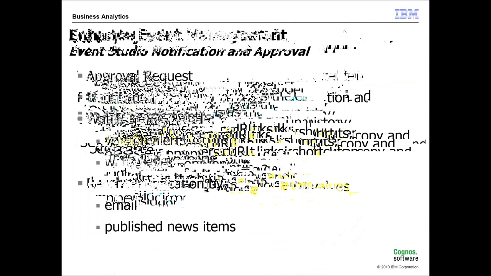Now, enhanced event management. So this is the event studio notification and approvals. So there is an approval request. I have a job for you to do. You, as a consumer, can say yes or no, I don't want to do this, or yes, I will. Perhaps they can forward this off to somebody else who may know more information about it.